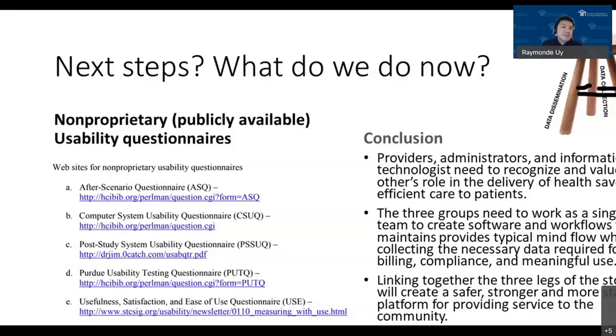Now, not everyone can type fast. Some people type slow. Some people have a difficult time navigating. So these are some open source questionnaires that people are able to use.